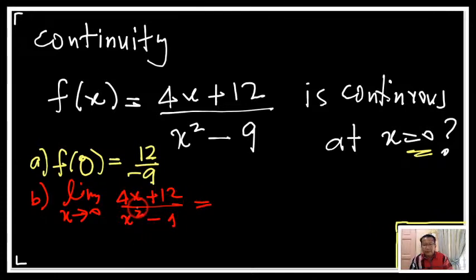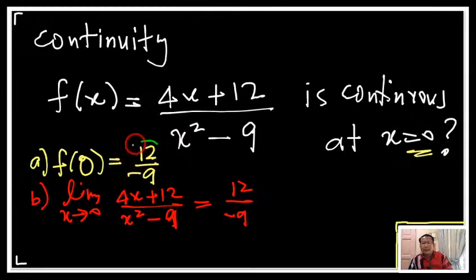So you substitute. First, substitute. If you get an answer, that is the answer. So at 0, you have 12 on top, and at 0 here, you have minus 9. It exists. So the function is defined at x equal to 0, and the limit as x approaches 0 for the function also exists.